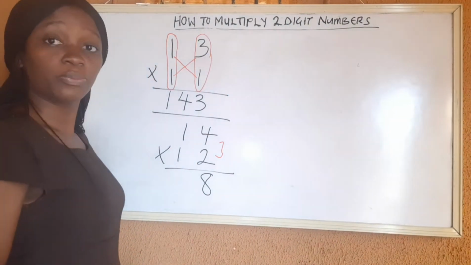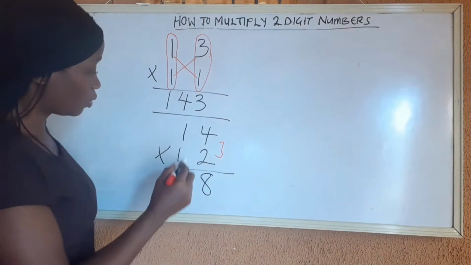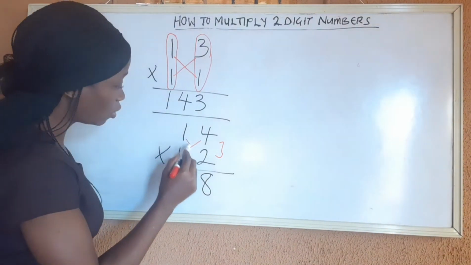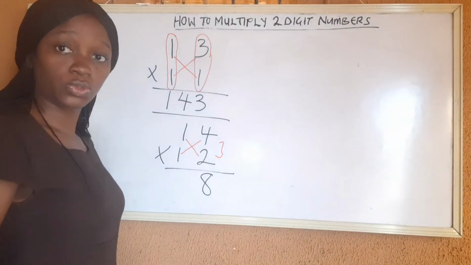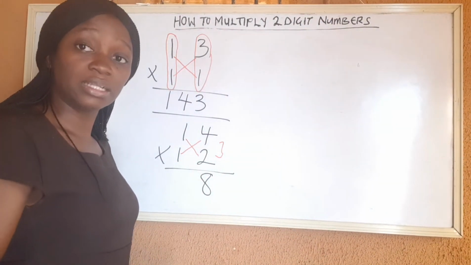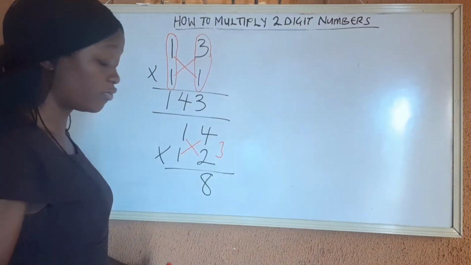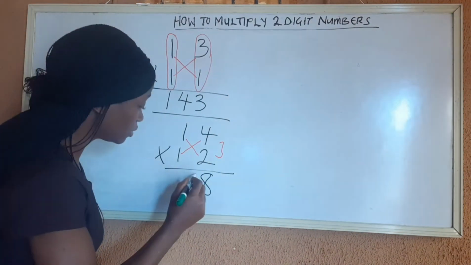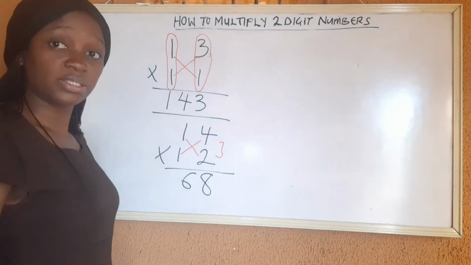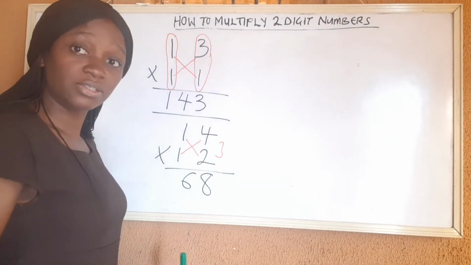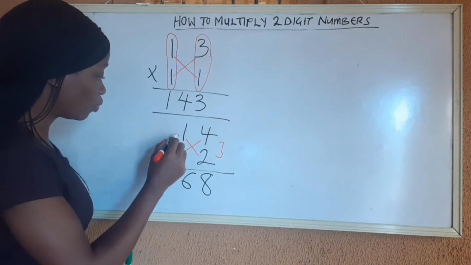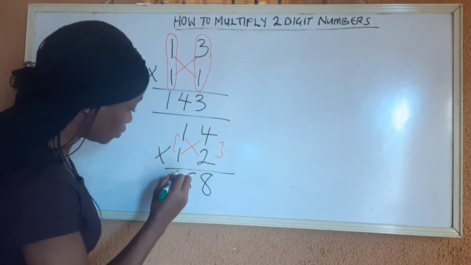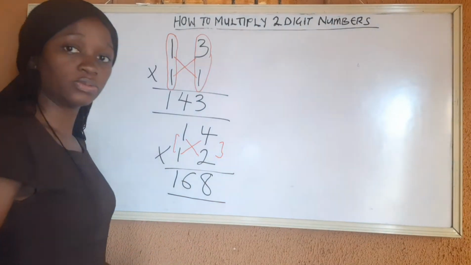Our second step will be to cross multiply, so we multiply 1 times 4, which is 4, and then 1 times 2, that gives us 2. And then we are going to add the product of our cross multiplication. That means 4 plus 2, and that gives us 6. Our third step will be to multiply the tens digits together, and that is 1 times 1. Now 1 times 1 gives us 1, and so our answer is 168.